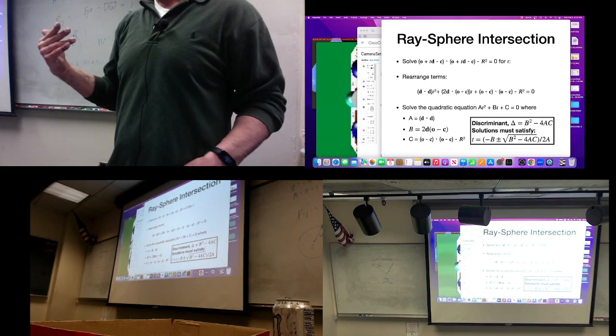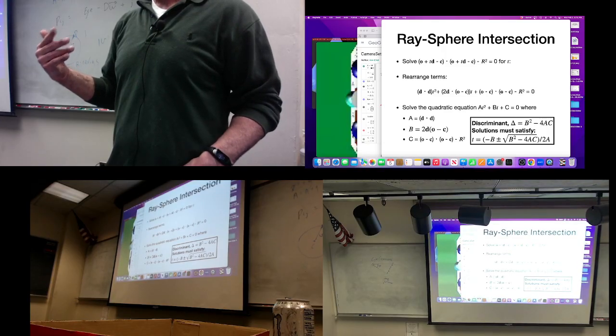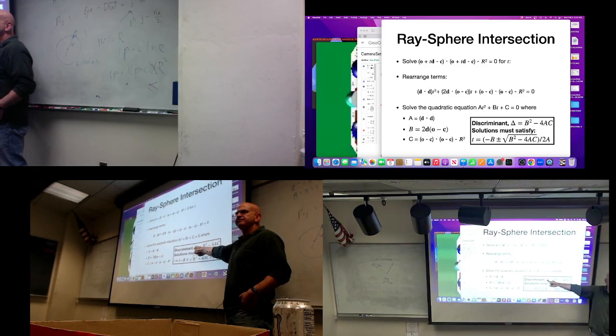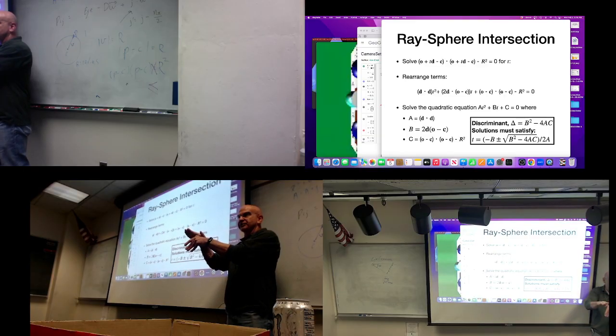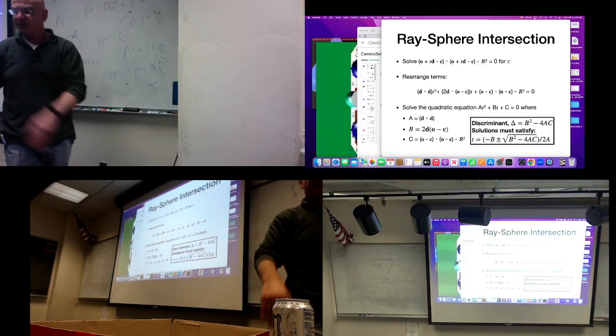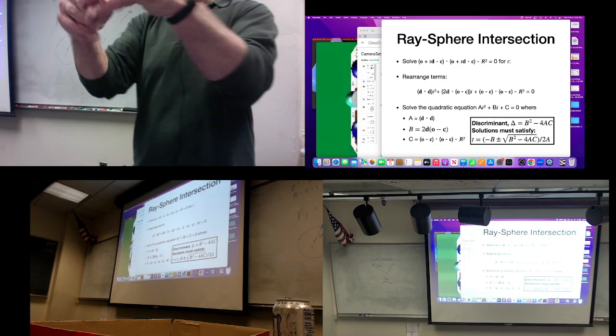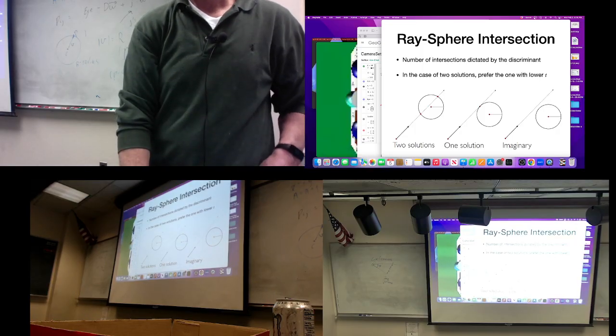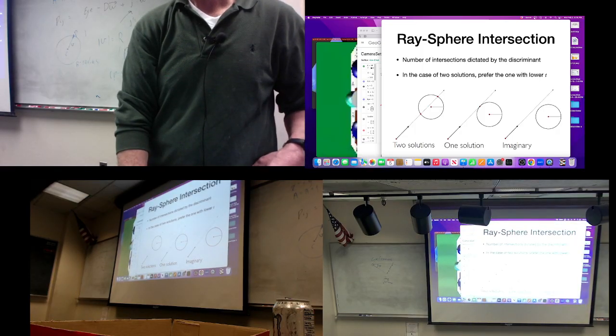Which corresponds to what? What does it mean if the discriminant, delta, is negative? No solution, meaning that my ray misses the sphere completely. What if delta equals 0? There is one intersection point, meaning that the ray is tangent to the sphere. Otherwise there are two intersection points, which makes sense: once where the ray enters the sphere, once where the ray exits the sphere. So that's how you compute these intersection points.